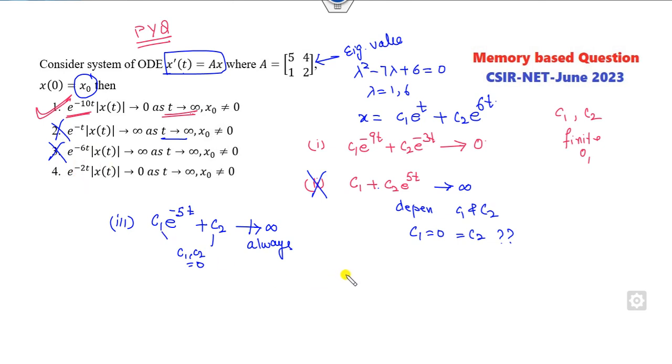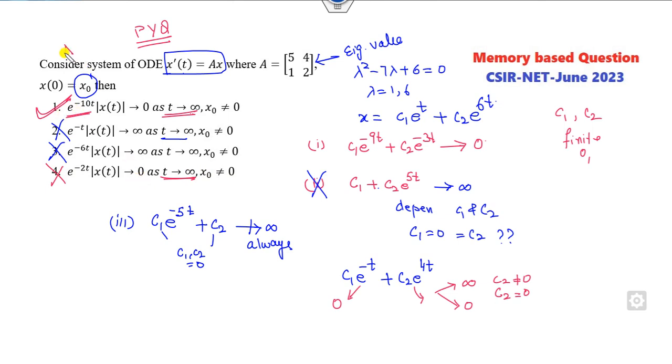e raised to power minus 2t, so it will be C1 e raised to power minus 2t plus C2 e raised to power 4t. So this first term will go to 0 always, irrespective of C1. But as t approaches infinity, the second term may go to infinity or may go to 0, depending upon whether C2 is 0 or non-zero. So nothing is given to you about C2, so it is not always true that it goes to 0 always.